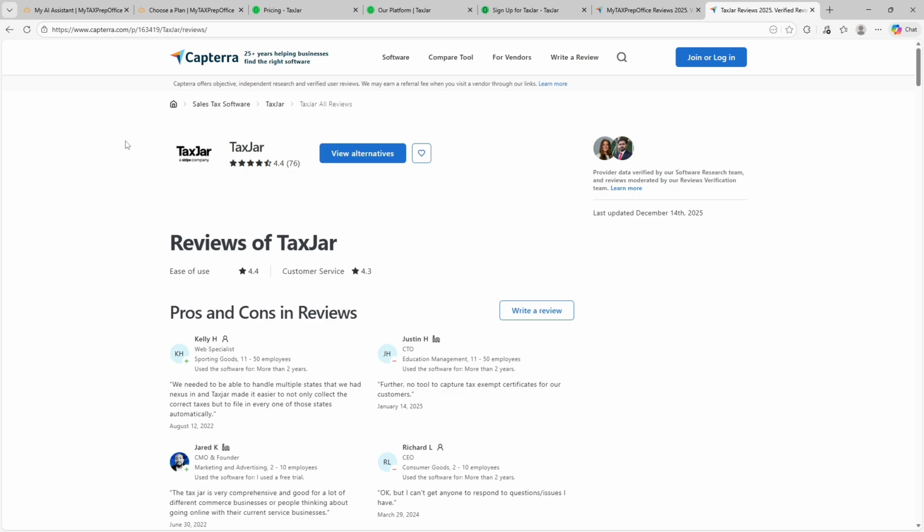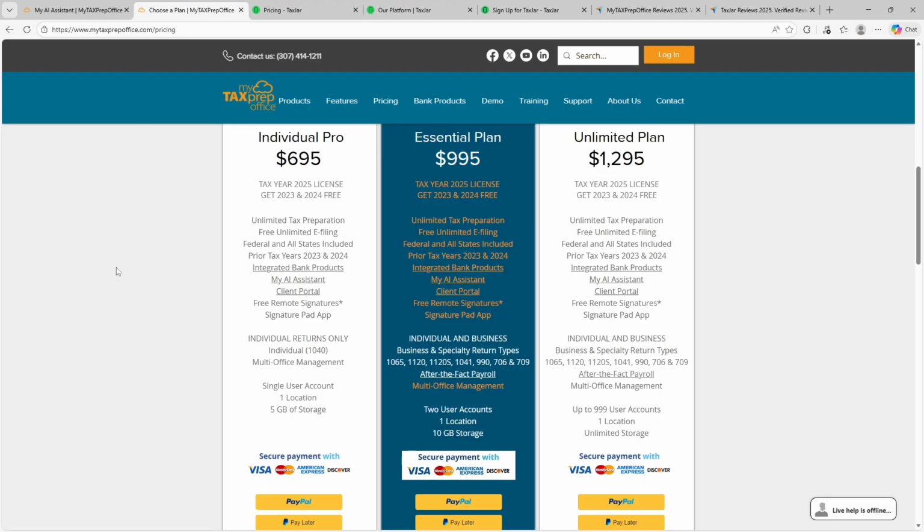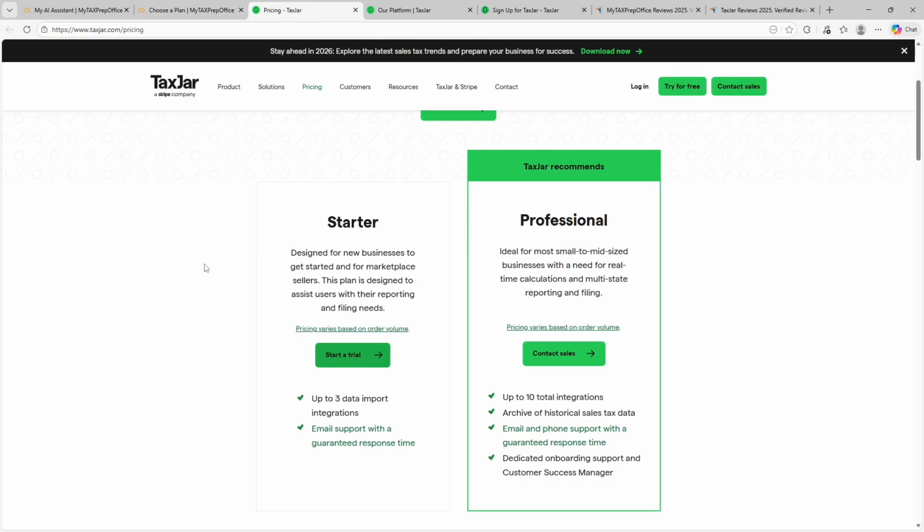Final takeaway: if you're a professional tax preparer who values unlimited returns, predictable annual pricing, and a comprehensive income tax preparation environment for individuals and businesses, MyTaxPrepOffice is the better fit. If you're a business selling across multiple states that needs automated sales tax calculation, nexus tracking, reporting, and filing at scale with minimal manual effort, TaxJar delivers far stronger compliance automation and real-time accuracy.